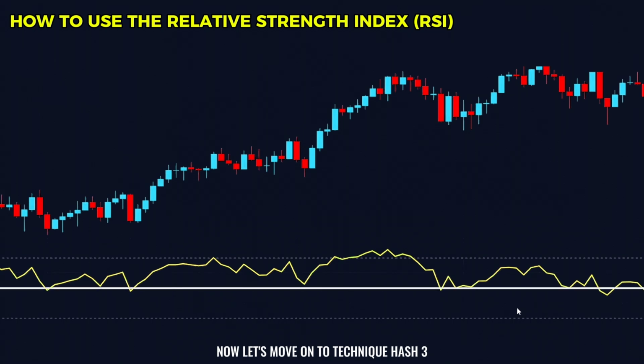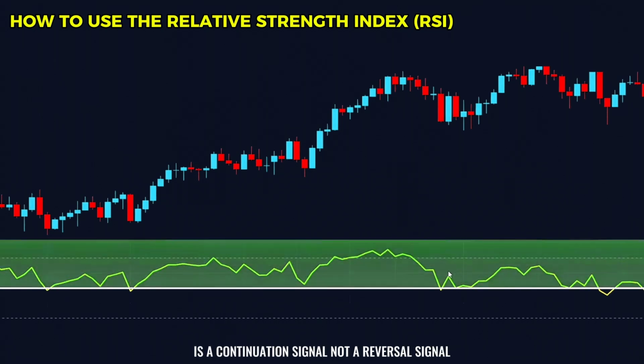Now let's move on to technique #3, which is hidden divergence. Just like regular divergence, the price and momentum move in opposite directions. The difference is that hidden divergence is a continuation signal, not a reversal signal. Let's look at an example.